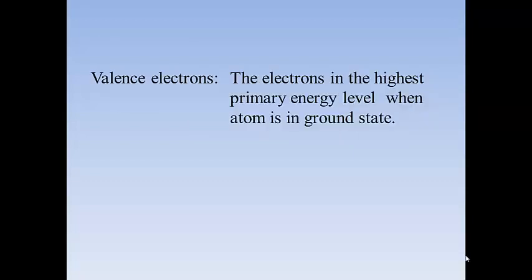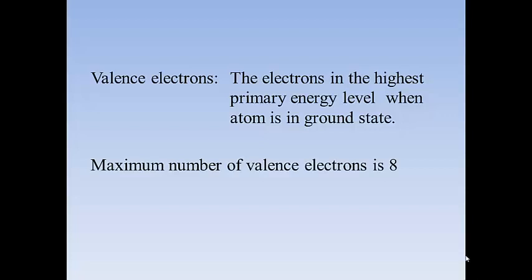Valence electrons are the electrons in the highest primary energy level when the atom is in the ground state. The maximum number of valence electrons for any atom is 8. You can't have fewer. And valence electrons are in the s or p orbitals, never in the d or f.